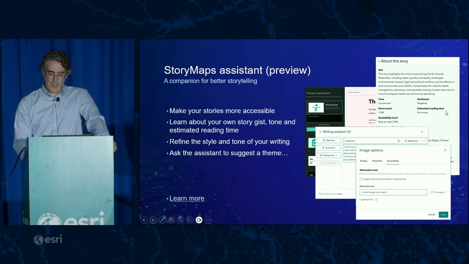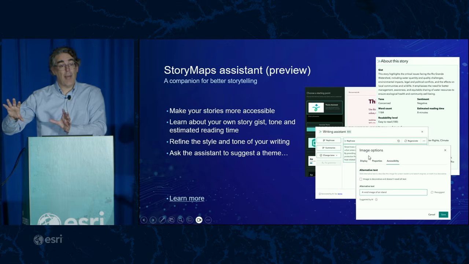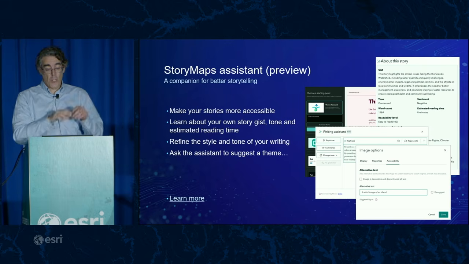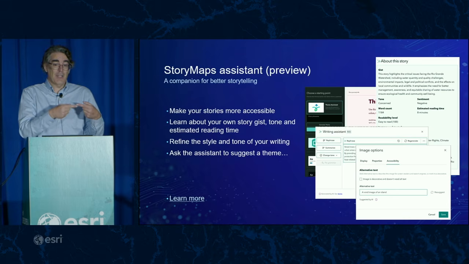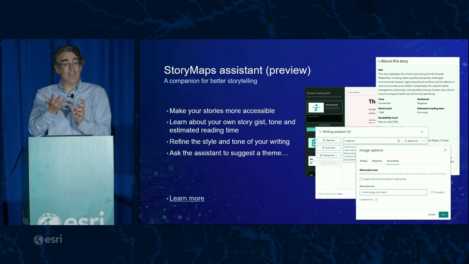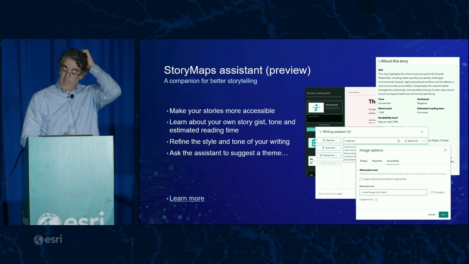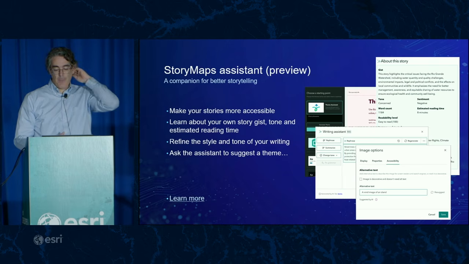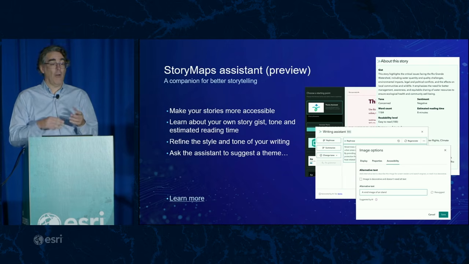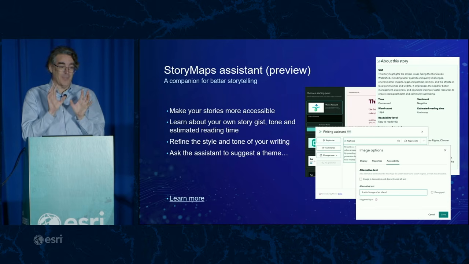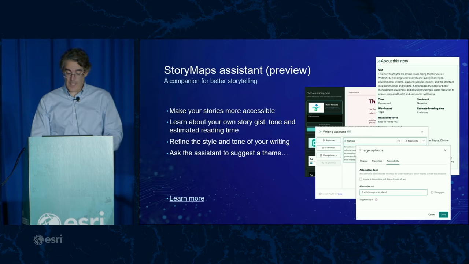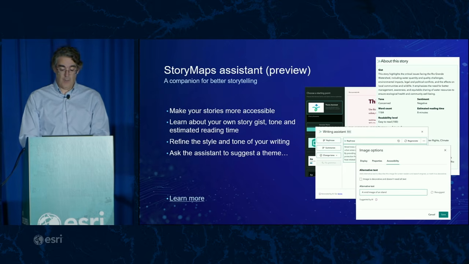For example, this one here, image options. Every time you add a photo into your story map, you can use this option to automatically create alternate text for better accessibility. So this is the text that screen readers will use to describe the content of the image for people who are visually impaired. And it can help you also refine the style and the tone of paragraphs. You can literally select a paragraph and say, make it a little bit shorter. Yes? That's already in the StoryMaps, and you can use it today if you activate assistants.